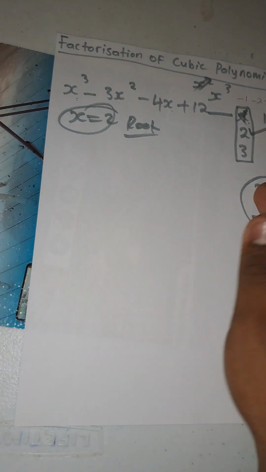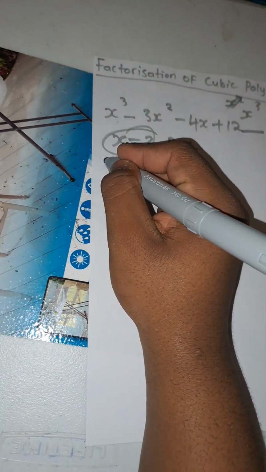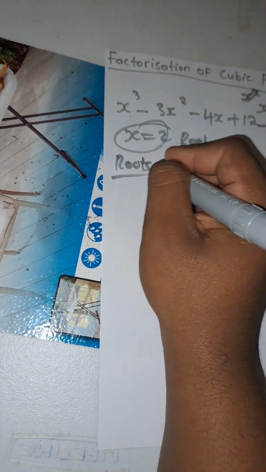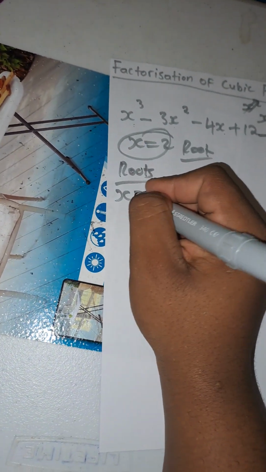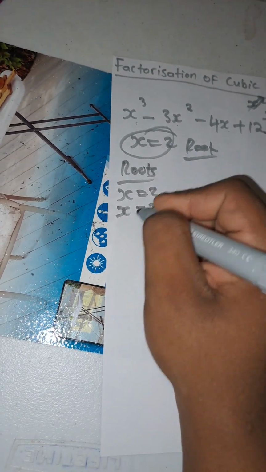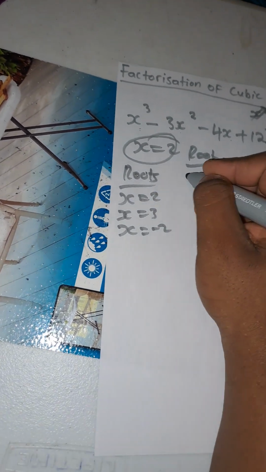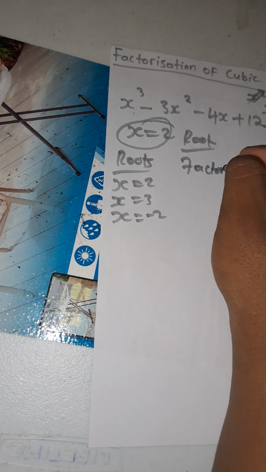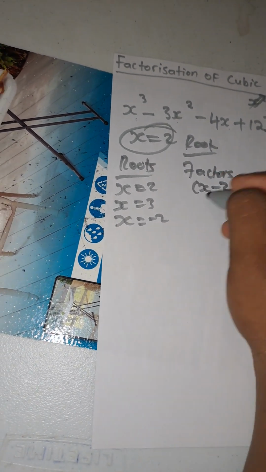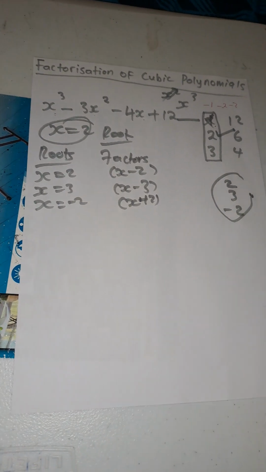So the roots for this equation are x equals 2, x equals 3, and x equals minus 2. But the factors are x minus 2, x minus 3, and x plus 2, because I'm going to equate them to 0 and they will give me the roots.